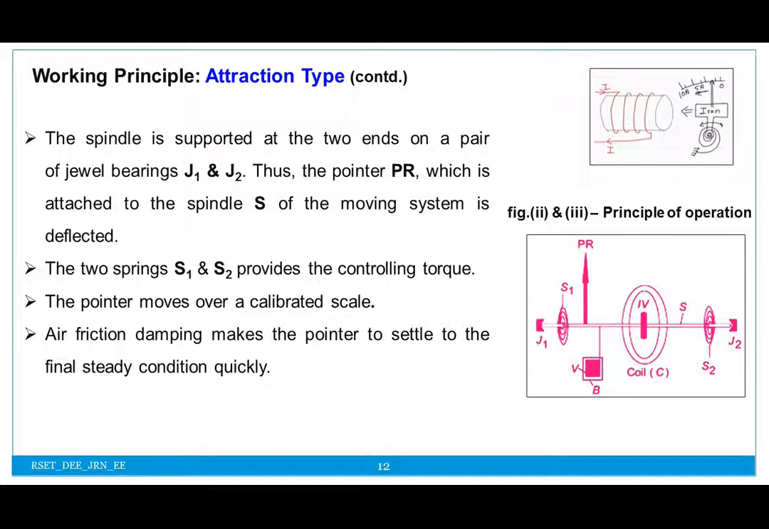Two springs S1 and S2 provide a controlling torque. The pointer moves over a calibrated scale. Air friction damping makes the pointer settle to the final steady condition quickly. So that is the importance of damping. So we have seen the working principle of attraction type moving iron instrument. So a very simple diagram has been taken.